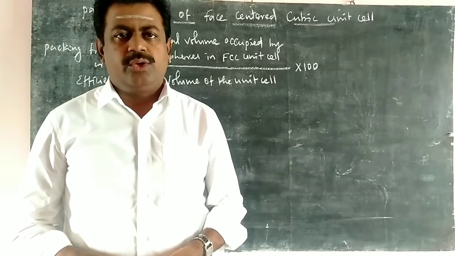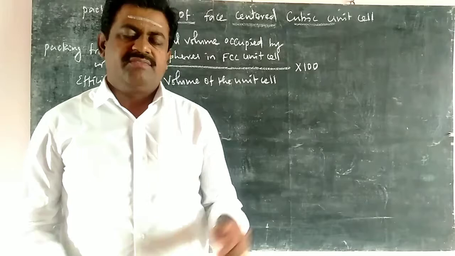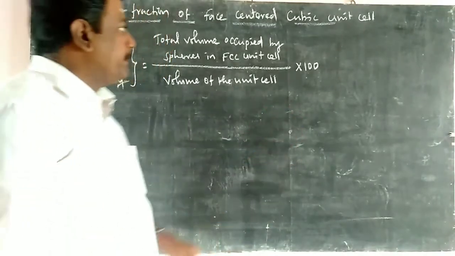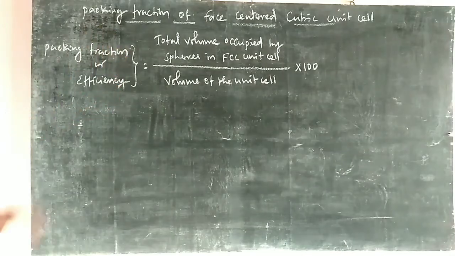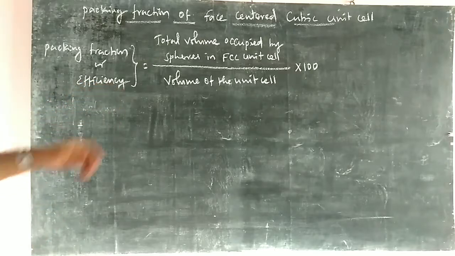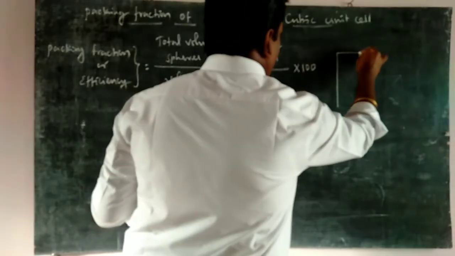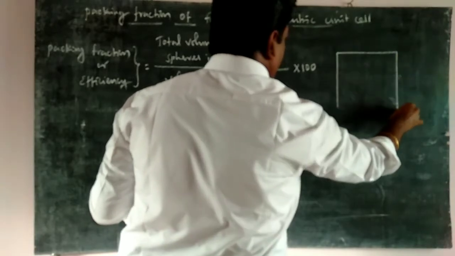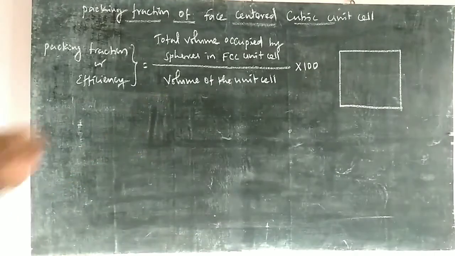Now we are going to calculate the packing fraction or packing efficiency of the face-centered cubic unit cell. Packing fraction or packing efficiency is equal to the total volume occupied by spheres in the FCC unit cell divided by the volume of the unit cell, into 100. Now we are going to calculate the volume of the sphere. One side of the face-centered cubic.